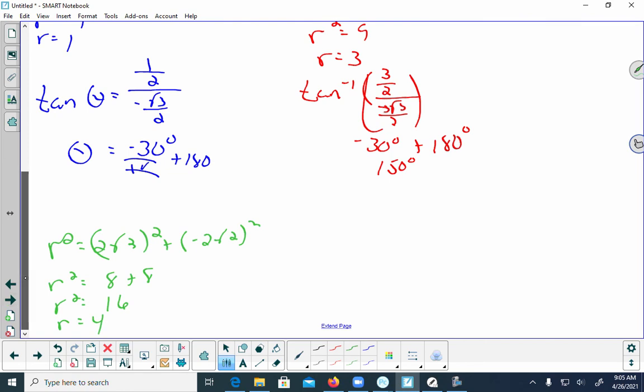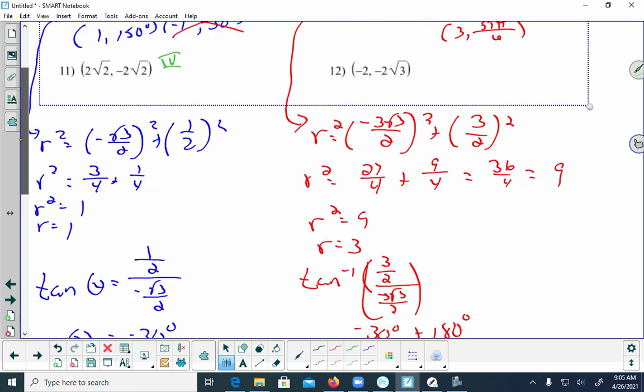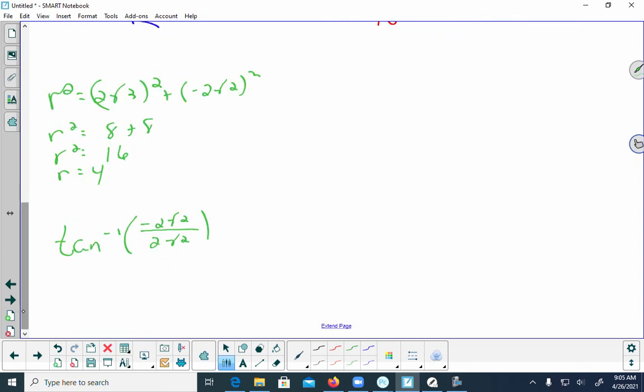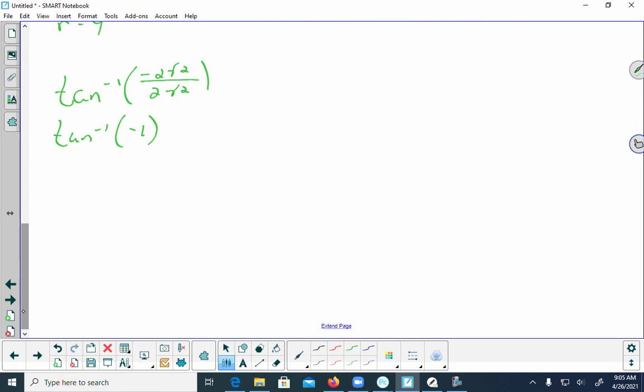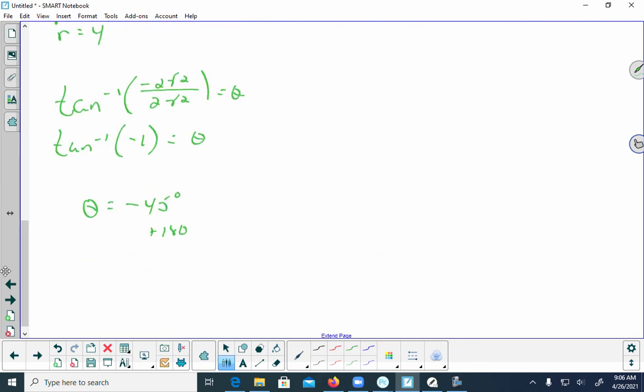Then to find my angle, I'm going to do the inverse tangent of negative 2 square root of 2 over 2 square root of 2, which will end up being negative 1. You don't have to simplify that if you don't want to, but I did. When I do that on my calculator, I'm going to get theta equal to, I believe, negative 45 degrees. So I can add 180 to that. Oh, do I have to add 180 to that? No, I do not, because it's in the fourth quadrant. So I'm not adding 180.